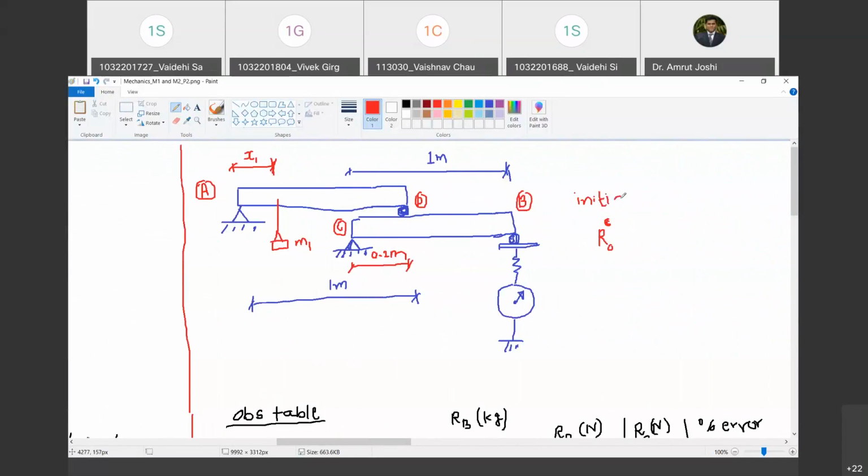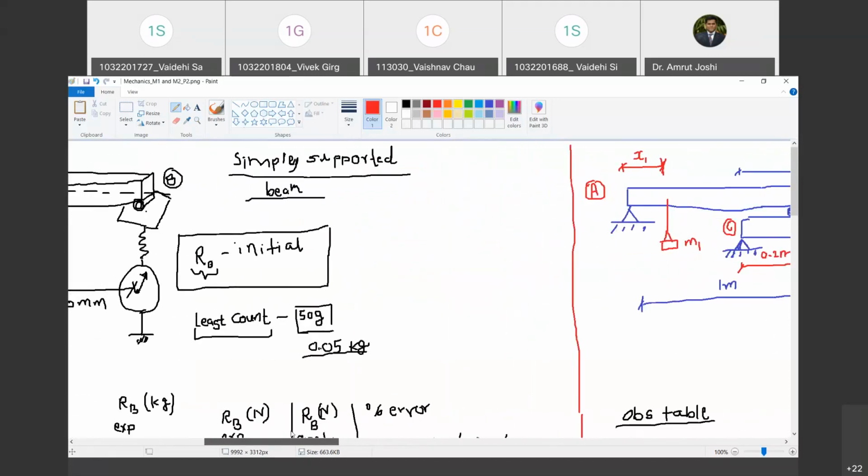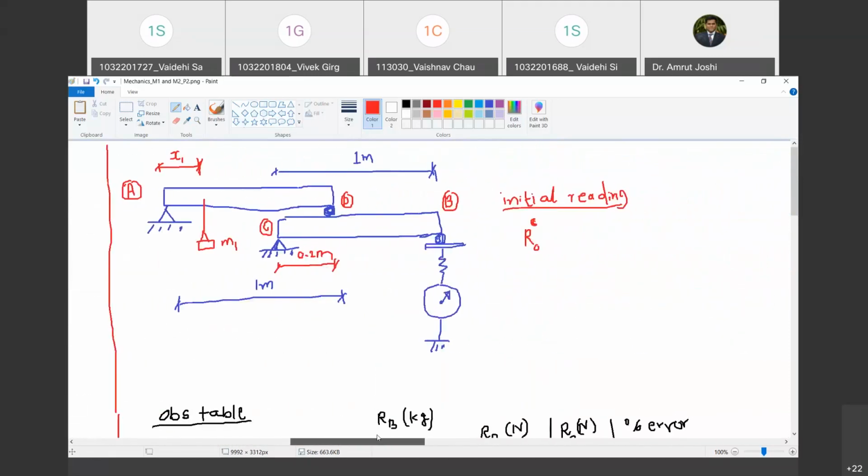Now, what can you say about this initial reading? Will it be more than the earlier one, lesser than the earlier one, or same as the earlier one? Tell me. Initial reading means there is no mass M1. Simply, two beams are at rest and the reading shown by this spring balance. Will it be greater than R0, less than R0, or equal to R0? Tell me. Greater than R0. And why do you think so? Because there are two beams involved here.